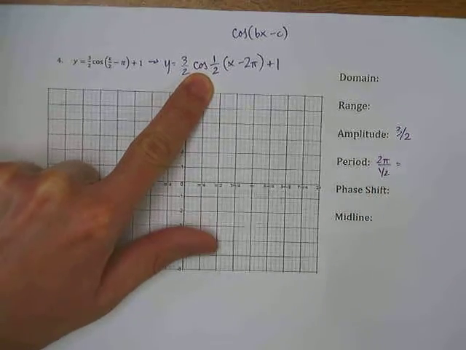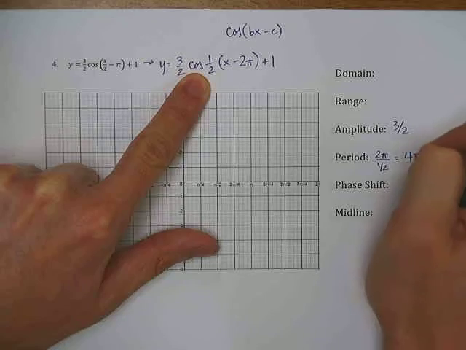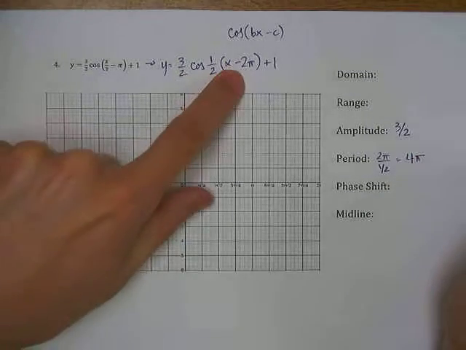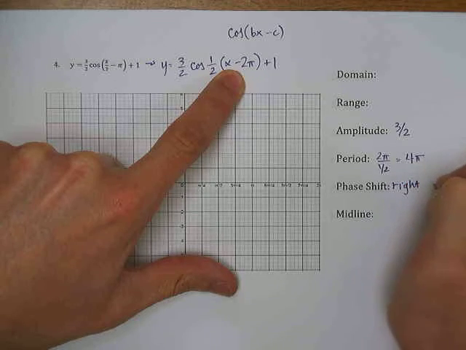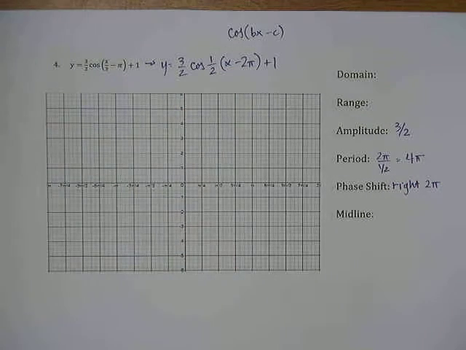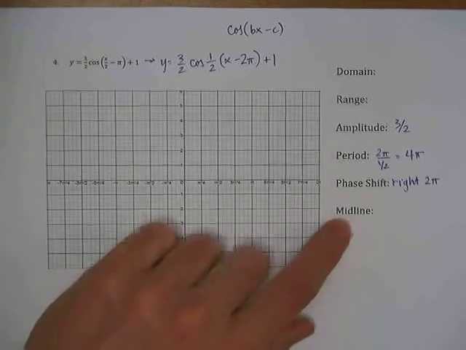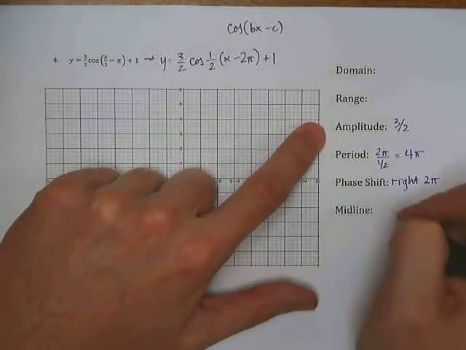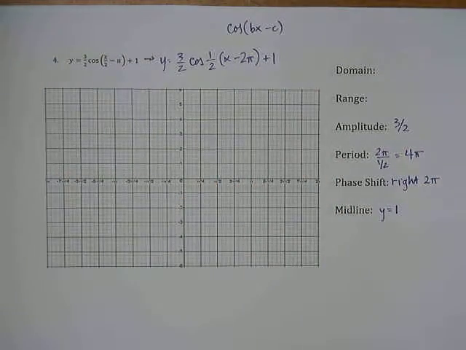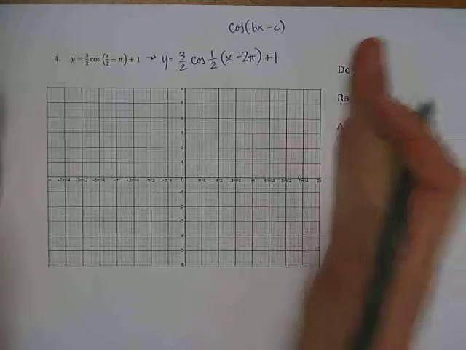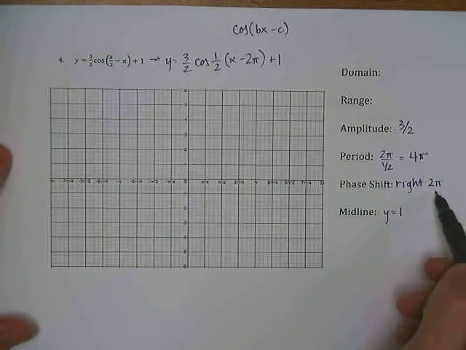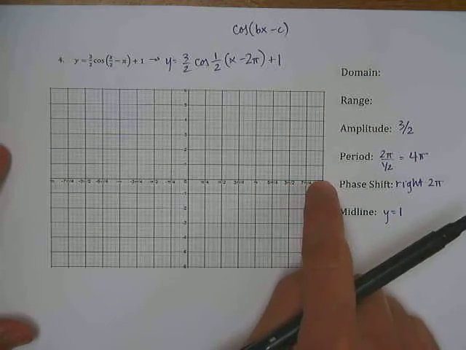If I go about identifying all of my main feature points, amplitude in the front is 3/2. My period length, 2 pi divided by my b, so 2 pi divided by 1/2 is actually a period length of 4 pi. Phase shift, I want to include direction with this. Since it's -2 pi, we're moving to the right by 2 pi. And then my midline, I've got a vertical shift of 1, so my midline is y equals 1.